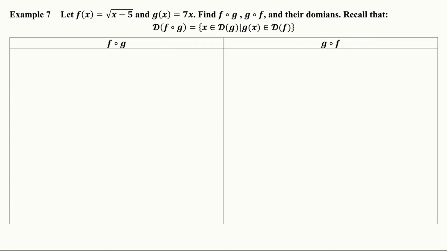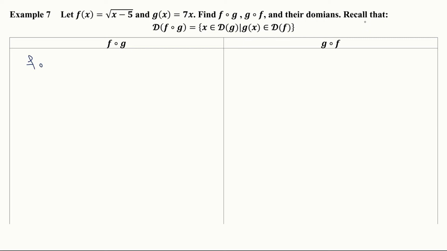All right, next we're going to take a look at this problem where f of x equals the square root of x minus 5 and g of x equals 7x. We want to find f circle g, g circle f, and their domains. And here's a reminder of what the domain of f circle g, for instance, should look like. It should be all x in the domain of g, such that g of x belongs to the domain of f.